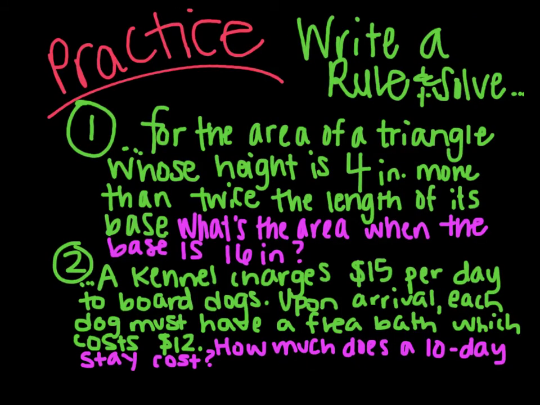Okay, it is your turn to practice writing these rules and solving them. So don't forget to do both of those things. That's why I have them in 2 colors in here. So number 1, the area of a triangle whose height is 4 inches more than twice the length of its base. So you're going to write a function rule, and then you're going to solve it for when the base is 16 inches.